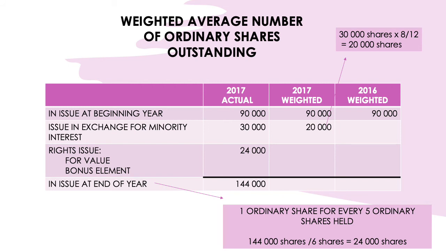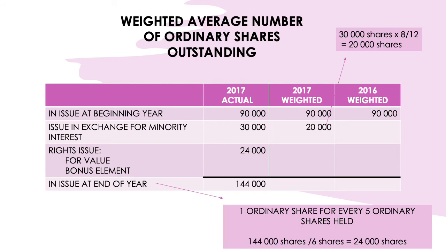144,000 shares at the end of the year, less the 24,000 shares issued in terms of the rights issue, means that we had 120,000 shares just before the rights were exercised. If we compare the 120,000 shares to the 90,000 shares at the beginning of the year, we then know that 30,000 shares were actually issued in exchange for a minority interest in another company.